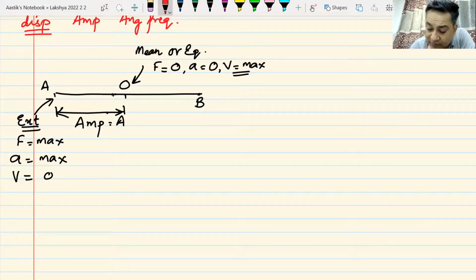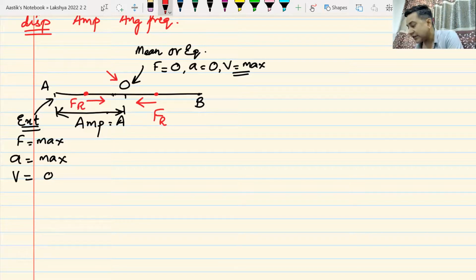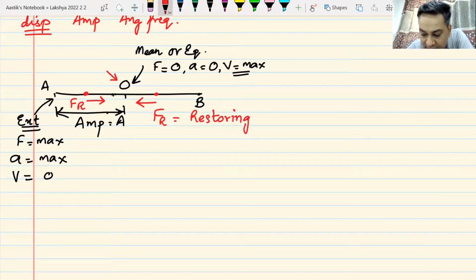Now, when you displace the particle from the mean position, let us say the particle is here. Whenever you displace the particle from the mean position, a force starts to act on the particle which tries to bring the particle back to its mean position. If the particle is on the left-hand side, the force will act on the right-hand side. If the particle is on the right-hand side, the force will act on the left-hand side. This force, which is trying to bring the particle back to its original position, is known as restoring force. Do we understand this?